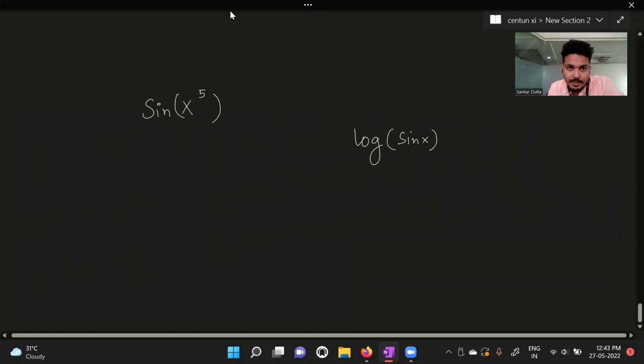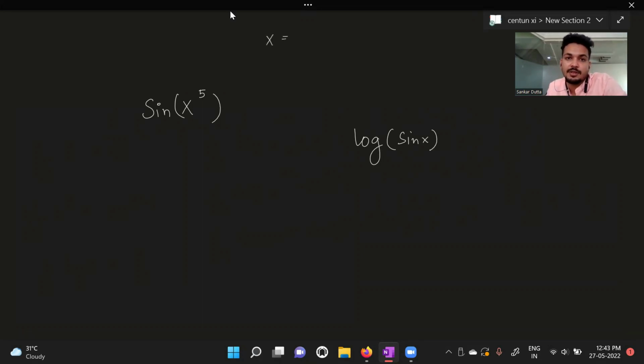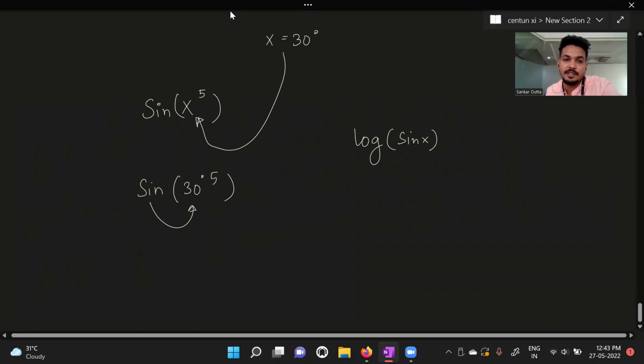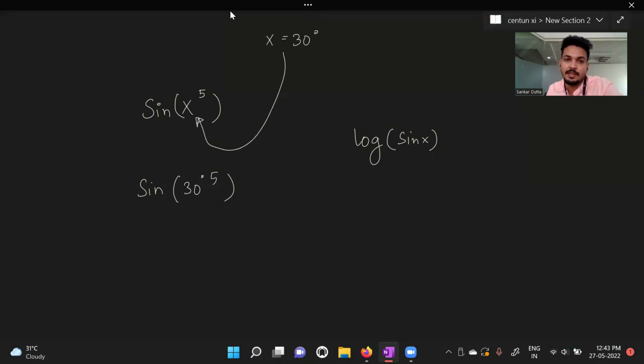Because if, instead of differentiating, I have to solve this, for example, I gave you x is equal to 30 degrees. What will you do? You'll plug the value 30 degrees inside. Let's say sine 30 degrees raised to power 5. So what will you do first? Will you do sine 30 degrees and raise it 5 times, or would you first raise it 5 times and then do sine? The answer is, you'll raise it 5 times. I hope you know the BODMAS rule, right?